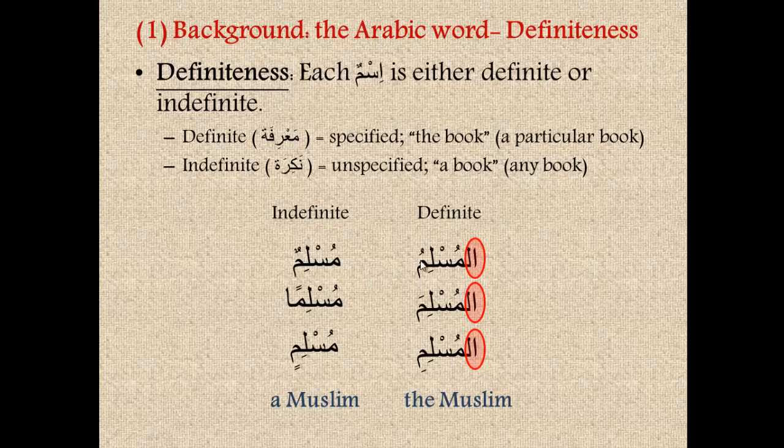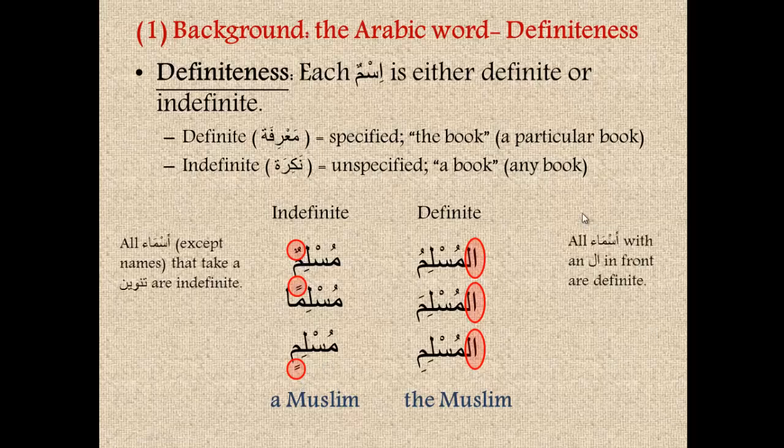We can convert all of these words into their indefinite forms by dropping the alif lam and adding a tanween. So al-Muslimu becomes Muslimun, al-Muslima becomes Musliman, and al-Muslimi becomes Muslimin. And these words now mean a Muslim, any Muslim. And the tanweens are highlighted here.